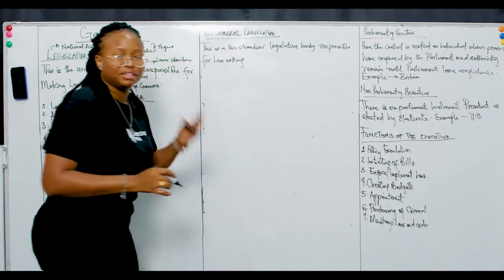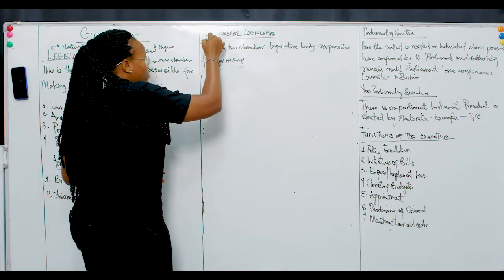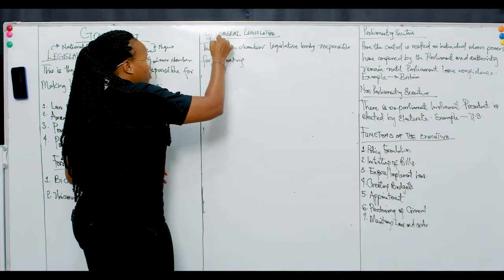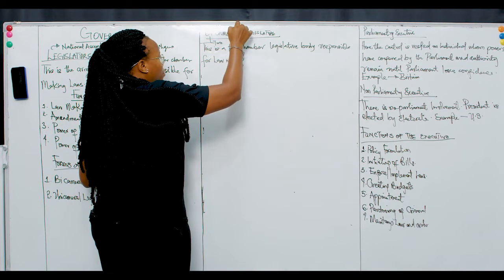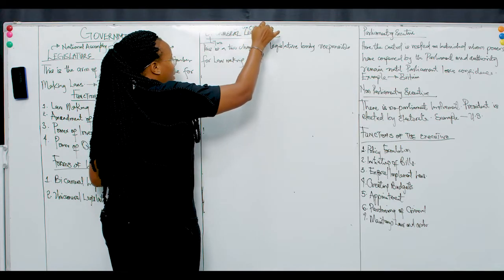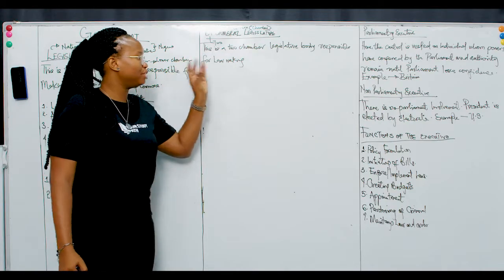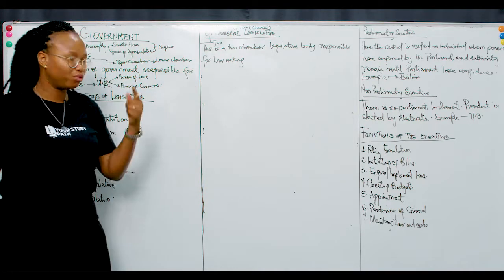So this is gotten from, you know, Latin words. Bi here means two, and camera means chamber. So it's basically a two-chamber legislative body that's responsible for lawmaking.